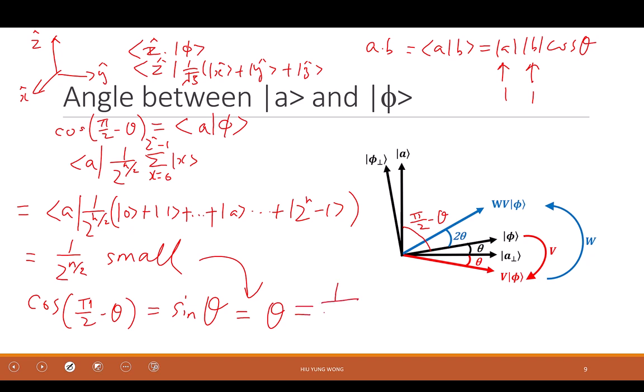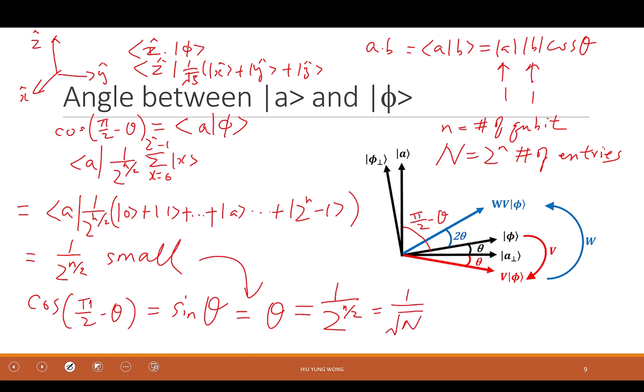So we say theta equals 1 over 2 to the power n over 2. Do you remember, n is the number of qubits. And capital N, which is 2 to the power n, is the number of entries you want to search. The problem size. So this is just equal to 1 over square root N. Now you start seeing something, square root N, related to the complexity of this problem. But now you know theta is very small, 1 over square root N. 2 to the power 500, square root.